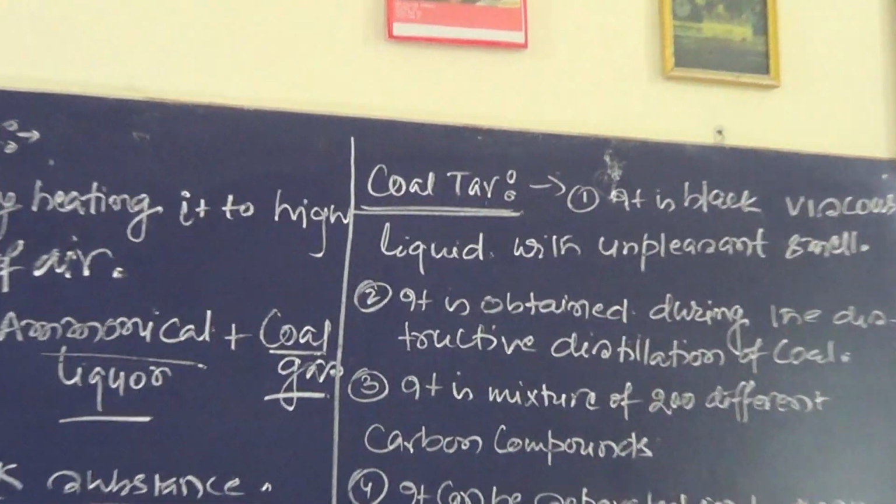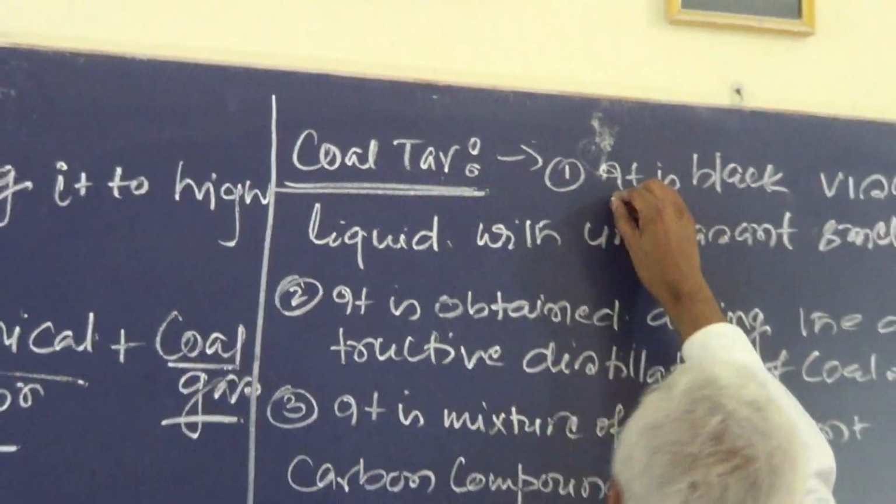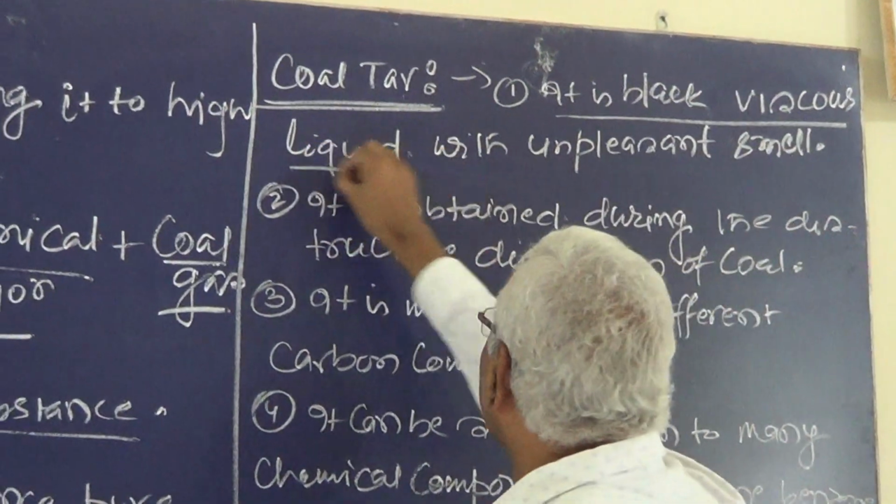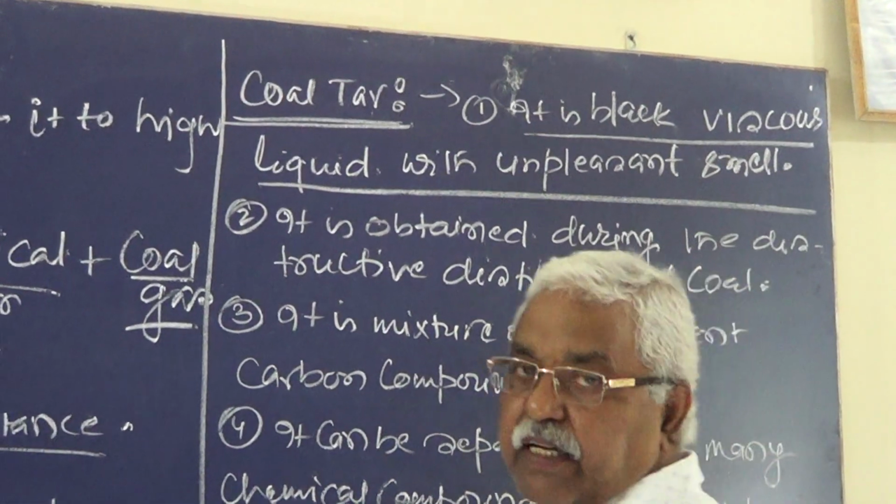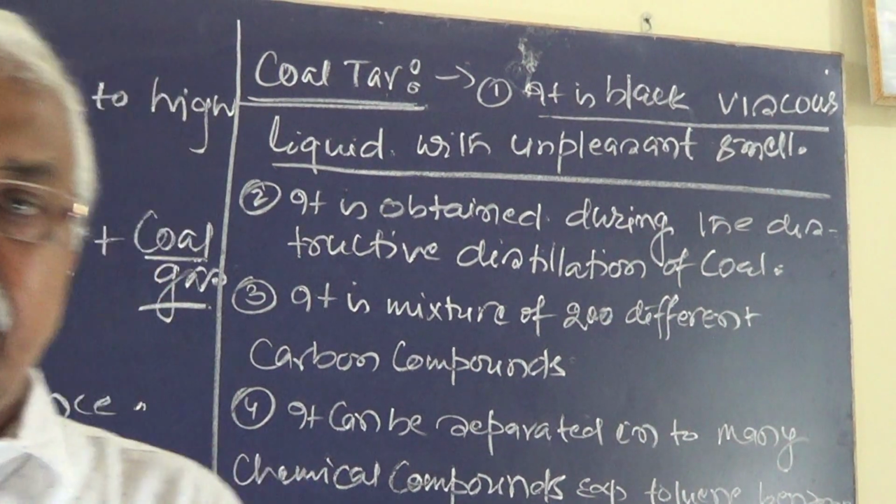Now come. It is a black coal tar. It is a black viscous liquid having an unpleasant smell. You might have seen this.